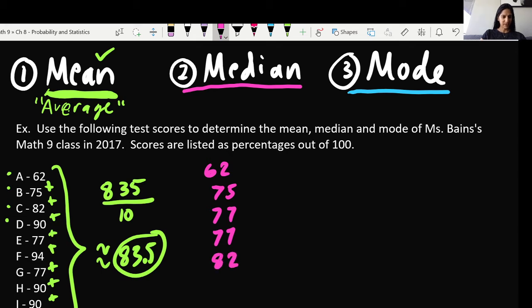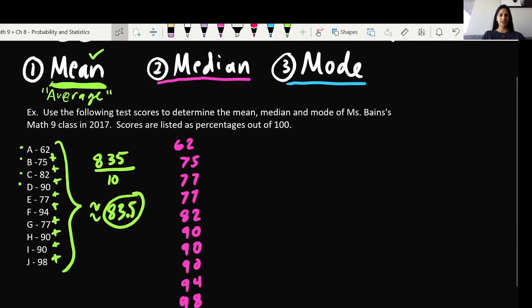and then we have 90, which shows up a few times. 90, 90, and there's another 90. And then we have a 94 and a 98. So there's our values. 1, 2, 3, 4, 5, 6, 7, 8, 9, 10. Good idea to double check to make sure we haven't missed out on anything.